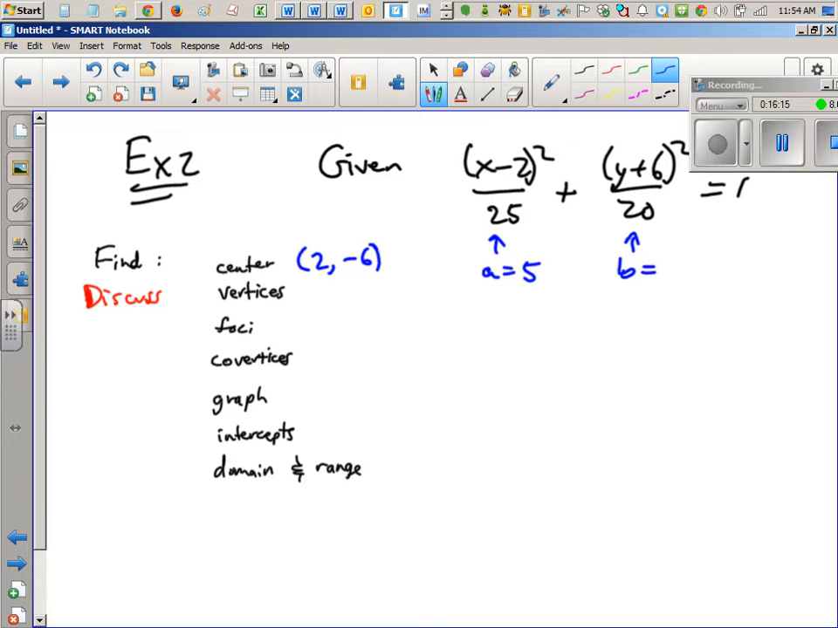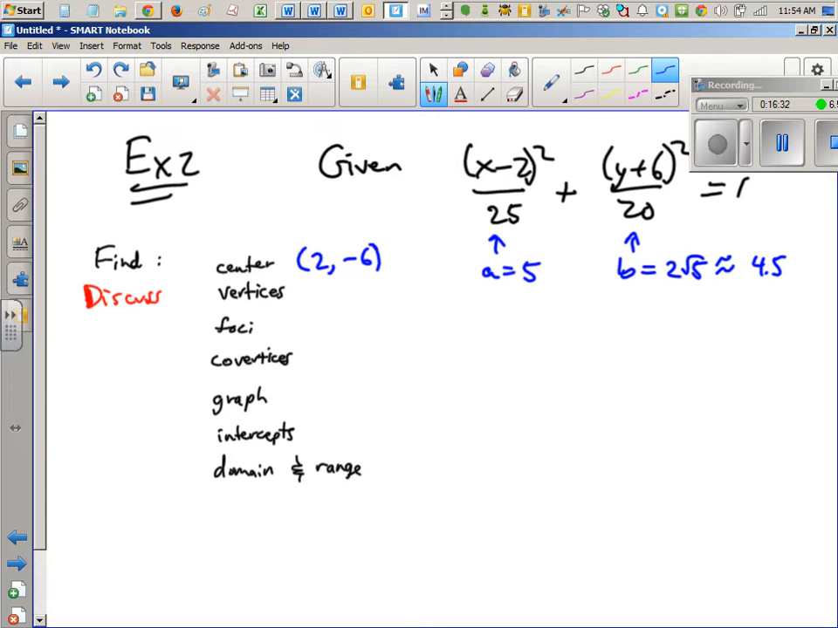And B is root 20, also known as 2 rad 5. And just for plotting purposes, we should know that that's about 4.5. Why? Because rad 5 is 2.24, so you double it, you get 4.5, almost exactly. Okay, so that's good to know.